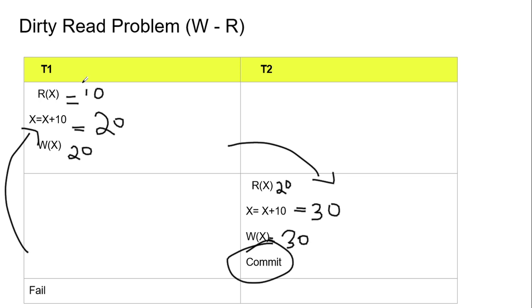It will again turn into the value of 10 because it will go back to its initial state. But it will also affect transaction 2, because transaction 2 read the data from transaction 1, which had already failed. So this makes my problem a dirty read problem, because transaction 2 read the data from transaction 1 which has already failed. So it is also affecting T2. We can't say that T2 has successfully committed. So this problem we call a dirty read problem, or a write-read problem.